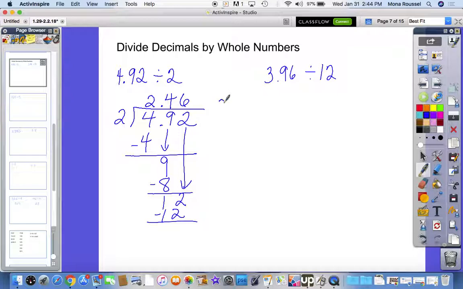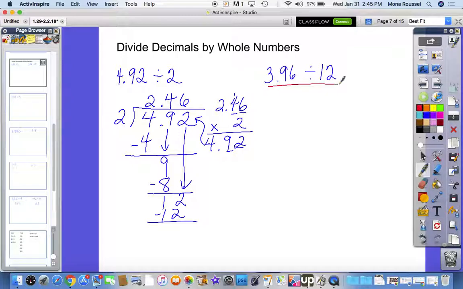To check these problems, you can do like you did with whole numbers. You multiply the divisor times the quotient. So we're going to multiply 2 times 2 and 46/100ths. And in doing that, we count our decimal places. There are 2 decimal places in the factors, 2 decimal places in the product, and it matches the dividend. So the problem is correct. Now moving on to our next example.